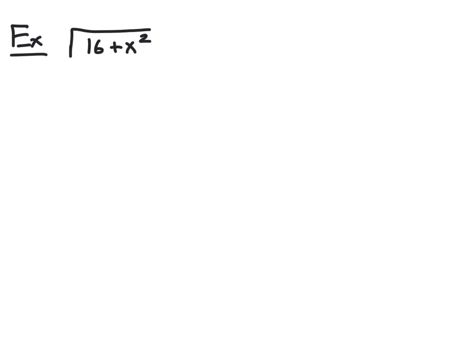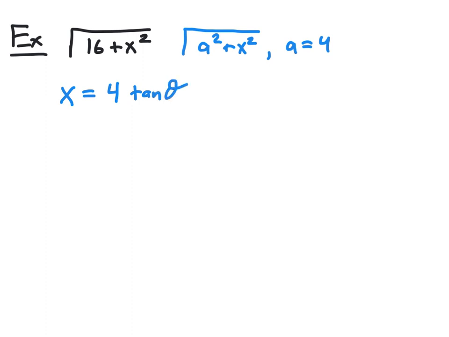Suppose we had the square root of 16 plus x squared inside an integral and wanted to make a trig substitution. To do that, we would first note that this has the form of a squared plus x squared, where a happens to be the number 4. So we get a 16 inside the square root. Based on the correspondence that we just developed, the trig substitution that we would use here is x equals 4 tangent theta. We would use 4 because that is the value of a in the radical expression. Now, the reason that we would choose this particular substitution is, as we saw before, this square root will now simplify nicely.